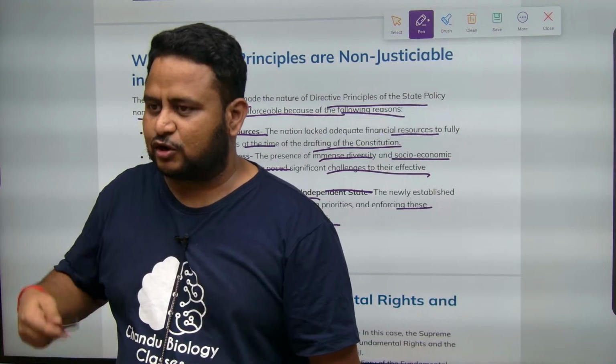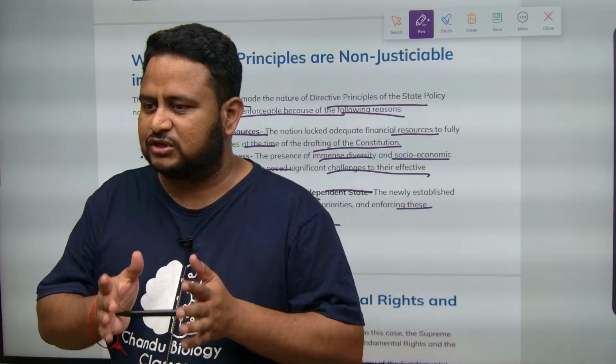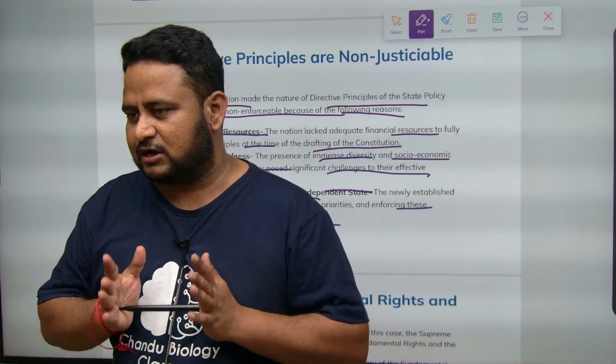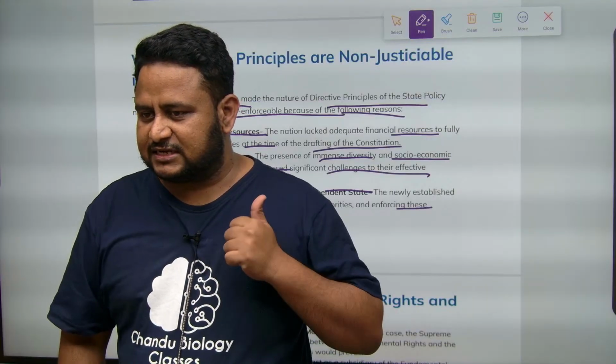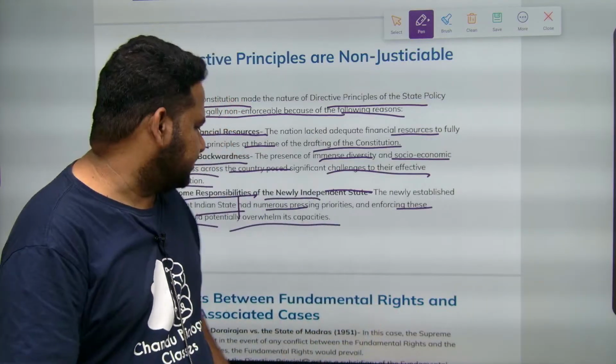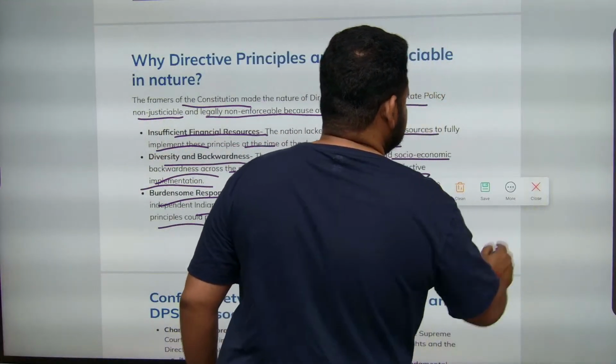Even now we cannot make it enforceable. Got it? Whatever the priorities of the state are, based on that we can enforce DPSPs. We cannot approach the court for not implementing DPSPs. Got it? This is the reason it is not enforceable. Next thing. For this you just have to remember the cases, that is enough.